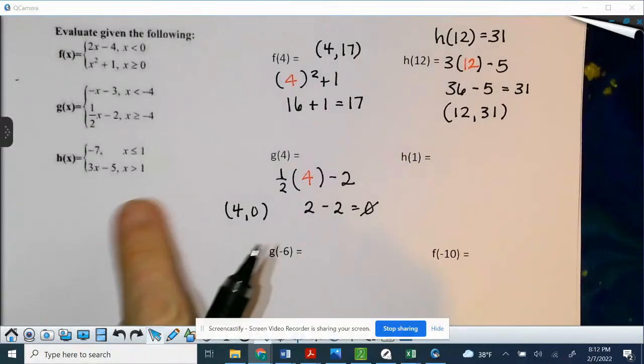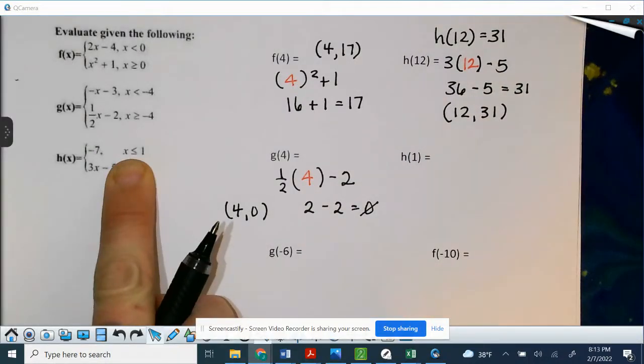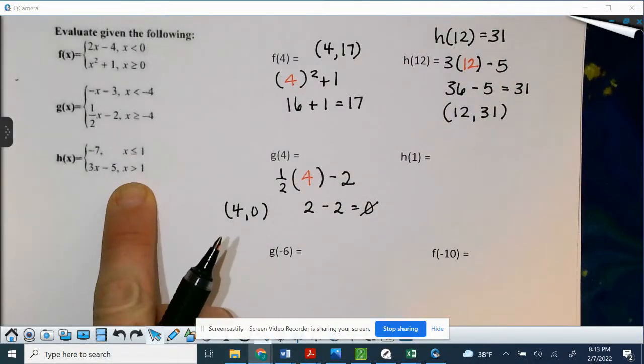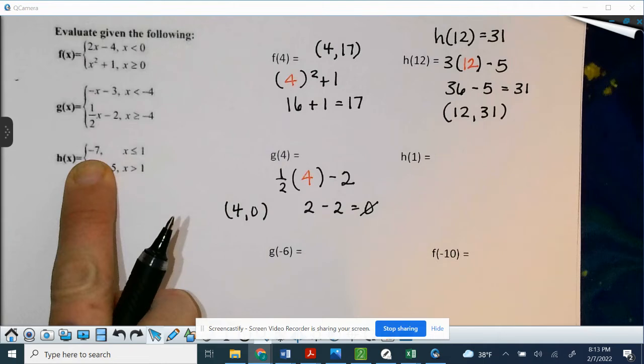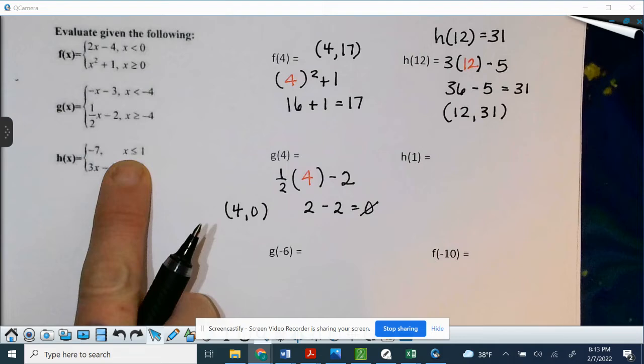Is 1 less than or equal to 1, or is 1 greater than 1? So be careful, because they're both 1s and we're going to jump, but we need that equal to. So that means it's going to be negative 7. There's not an x there, there's not a variable of any kind there. So that just says all numbers less than or equal to positive 1.